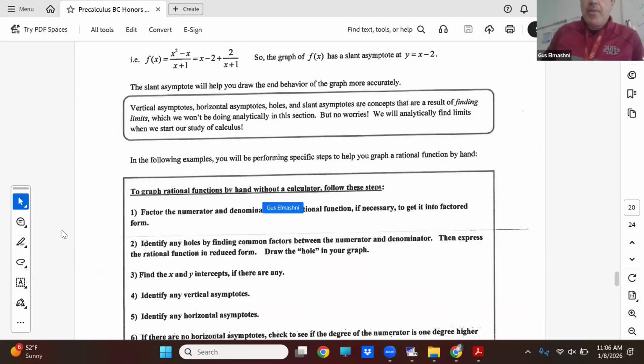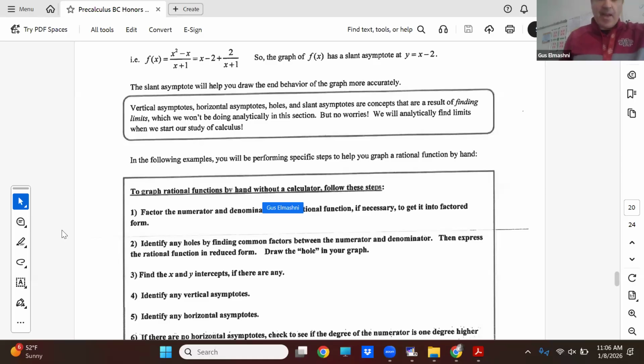So slant asymptotes will help you draw the end behavior of the graph more accurately. Vertical asymptotes, horizontal asymptotes, and slant asymptotes are all concepts that are a result of finding limits, right? That's what we talked about. Well, we are doing it analytically now. Well, actually, we'll do it more analytically next week.